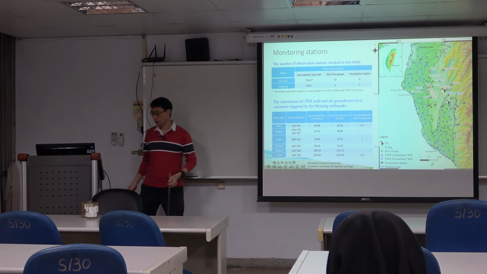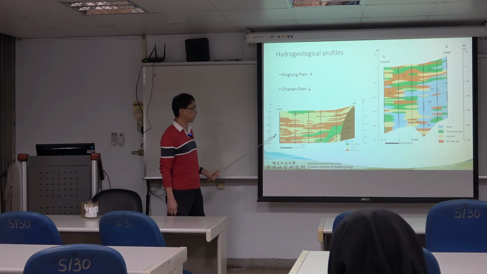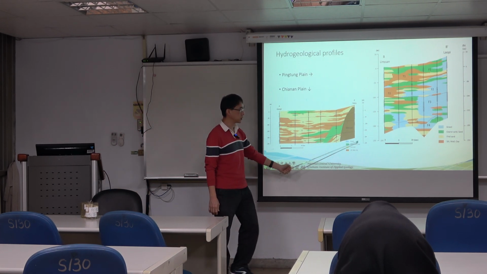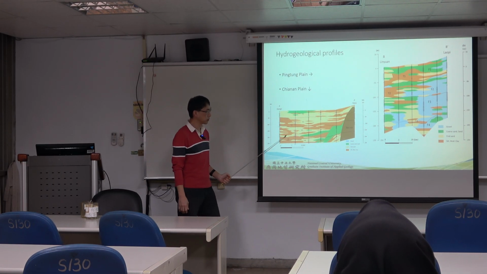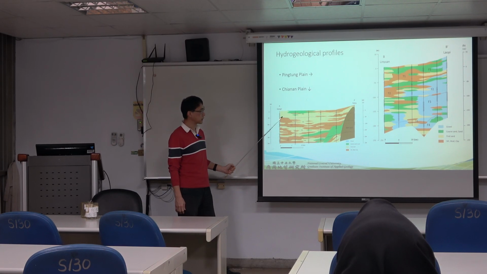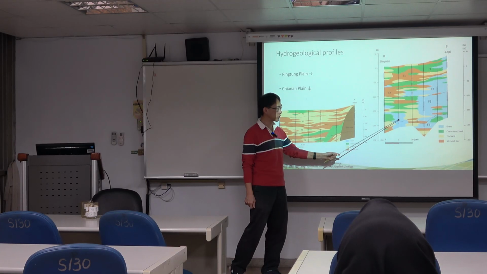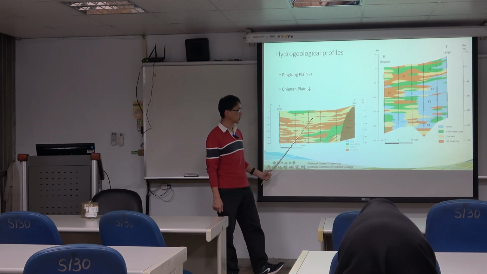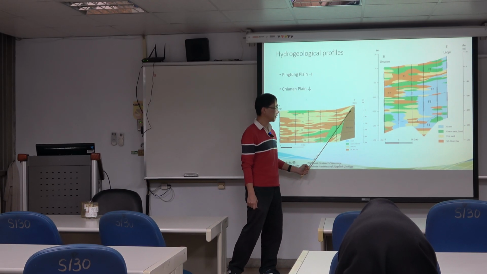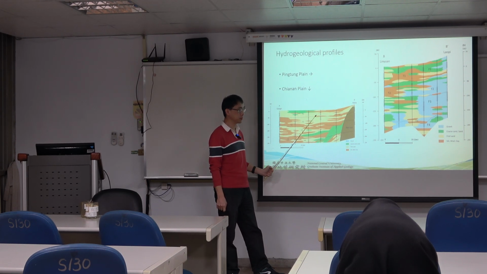Okay, and let's take a look at some of the results. This is what I call the hydrogeological profile. This is for the Jianan Plain, and this is for the Pingtung Plain. So let's take a look at the main material compositions. In the Jianan Plain, the colors are the same. Gravel is the blue color, and coarse sand is the green color. The yellow color is the fine sand, and this relatively brown or orange color is the clay, silt, and mud. Okay, and this is bedrock.